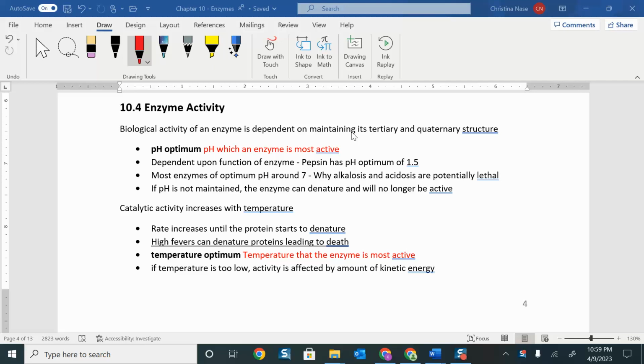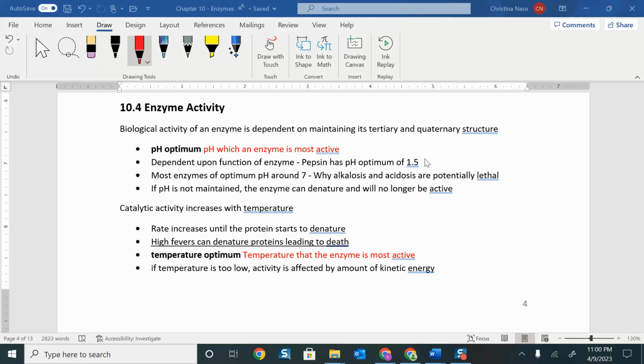And since most of these enzymes are proteins, they're made of amino acids. They're going to have those amino acid side chains that may be pH dependent. And so there's a pH optimum, and that's the pH at which the enzyme is the most active. And that really depends on the enzyme. If you have a digestive enzyme, then that pH optimum is going to be a lot lower. It's going to be under acidic conditions.